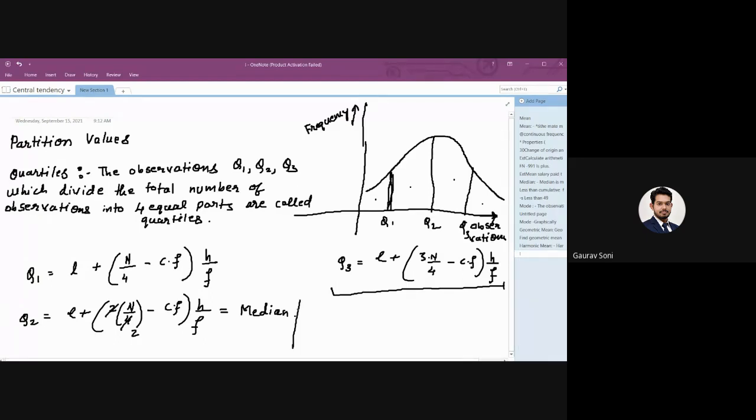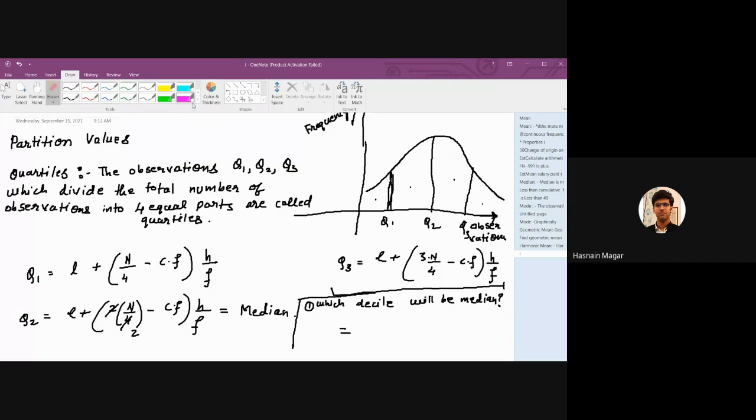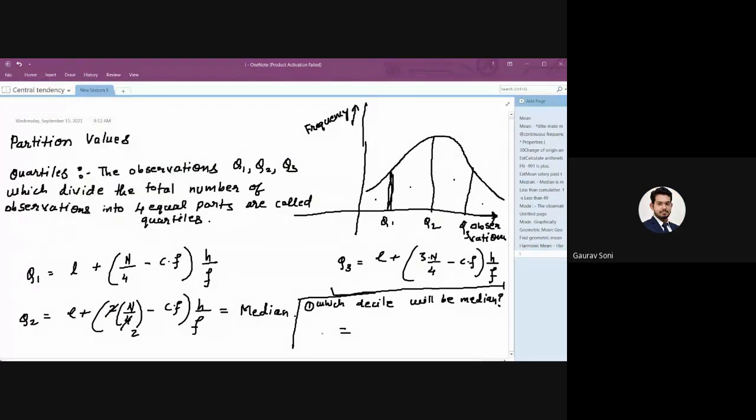I just want you to think on this. Deciles are denoted by Dk. Which decile will be the median? That's my first question. And the second is, can you guess the formula for Dk? Sir, the fifth decile, D5. The formula will be L plus, just a minute.